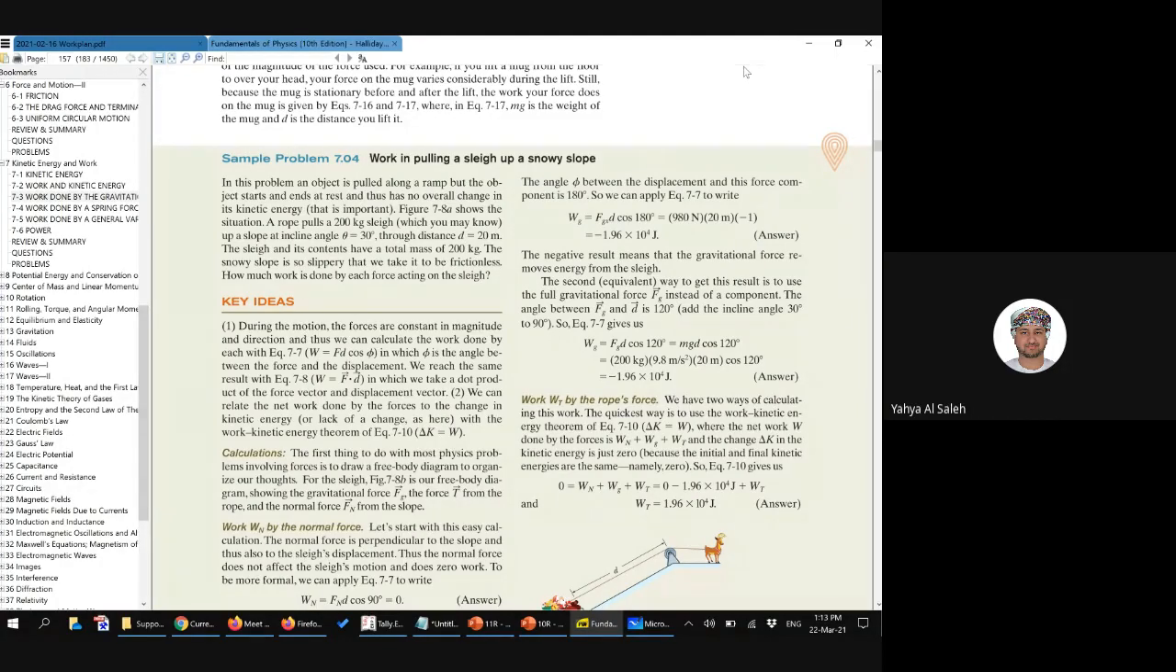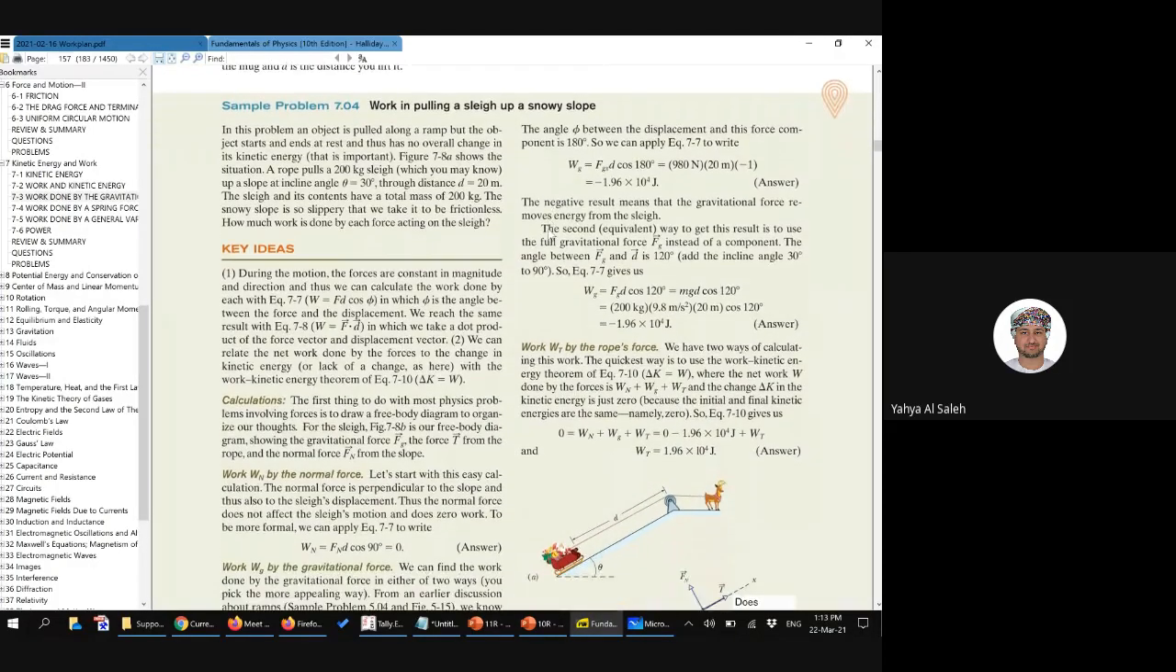So a rope pulls a 200 kilogram sleigh up a slope at incline angle theta equals 30 degrees. The sleigh, same as Santa Claus's, moves through a distance d equals 20 meters. The sleigh and its contents have a total mass of 200 kilograms. The snowy slope is very, very slippery, so we take it to be almost frictionless. How much work is done by each force acting on the sleigh?